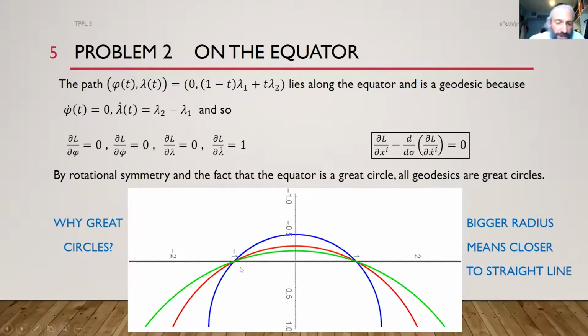In the picture, we see 3 circles, all of which go through these 2 points, this one and this one. Which circle is closest to the straight line between them is the green one, and it has the largest radius. The bigger the radius, the closer this arc will be to a straight line.